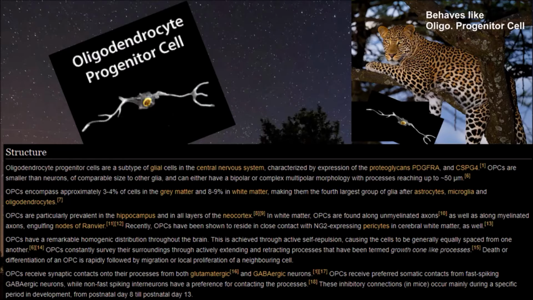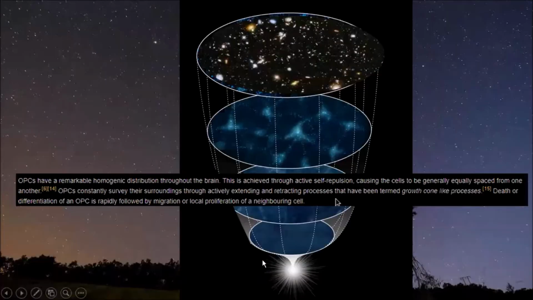So they're 3 to 4% of the gray matter and 8 to 9% in white matter, making them the 4th largest group of glia after astrocytes, microglia, and oligodendrocytes. Oh, they're talking about the precursor cells. I was wondering why the white matter was so low. Talking about the precursors, okay, that will become the oligodendrocytes. Okay. We've got glutamate to excite and GABA to inhibit. Okay, let's see what else is going on.